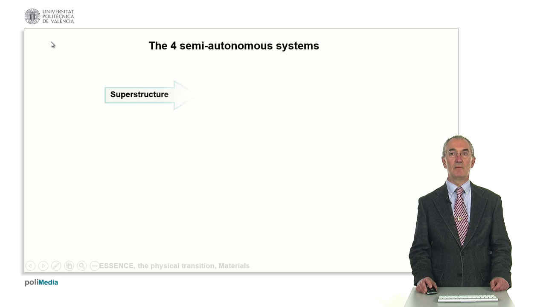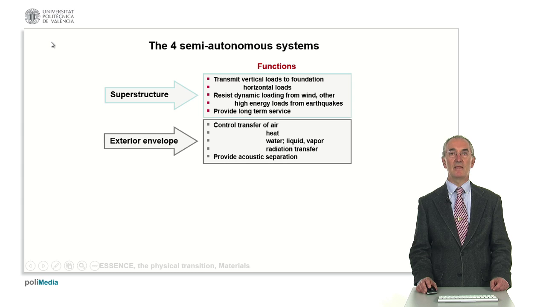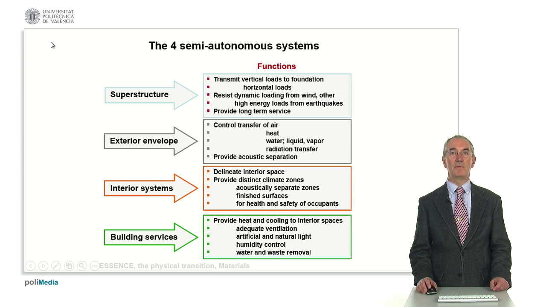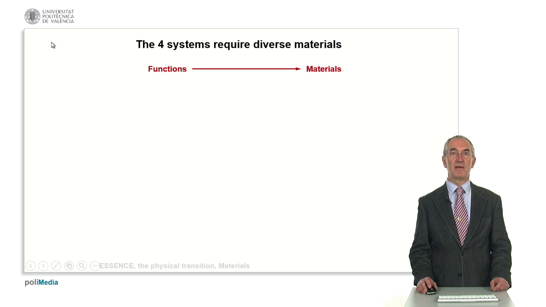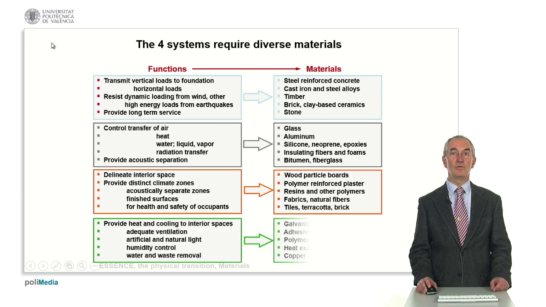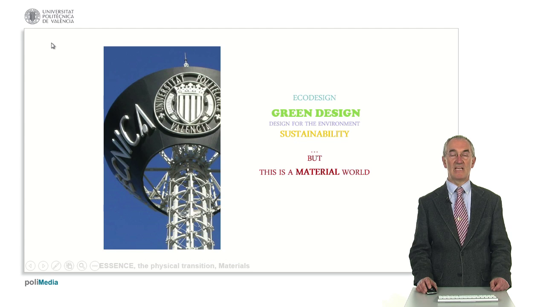Other important ideas to bear in mind are the four semi-autonomous systems: the structure, exterior envelope, interior system, and building services. All in all, they fix the function, the restrictions, the constraints for selecting these materials and for building the new hybrid solutions. All of them later integrate these functions into solutions which, apart from that, have to be sustainable and allow green design.